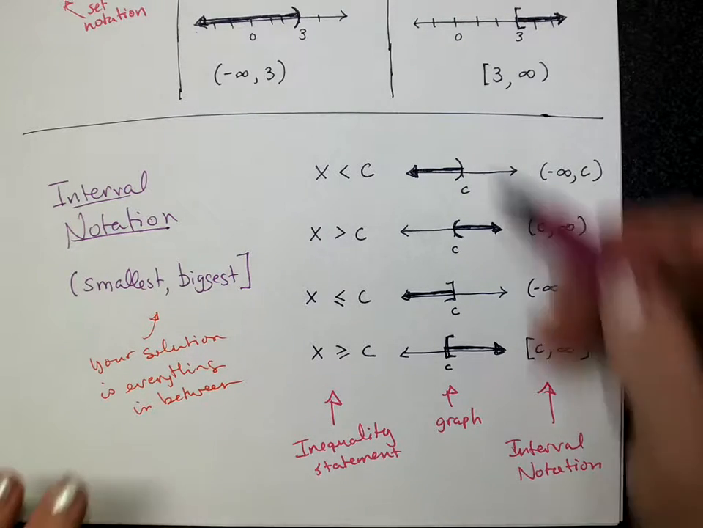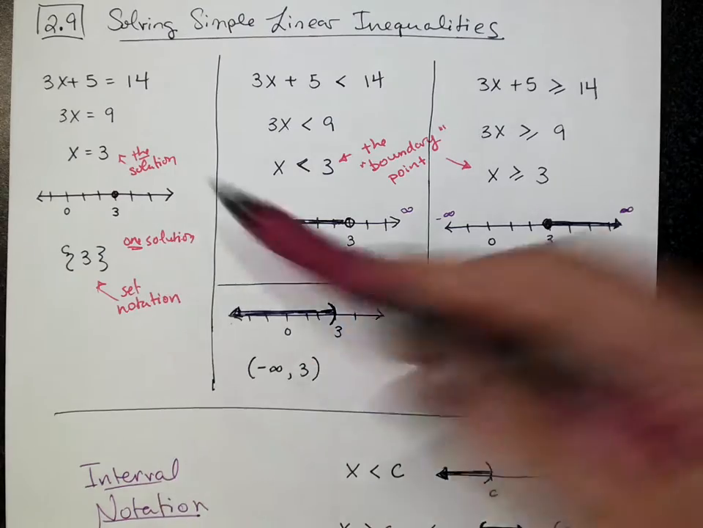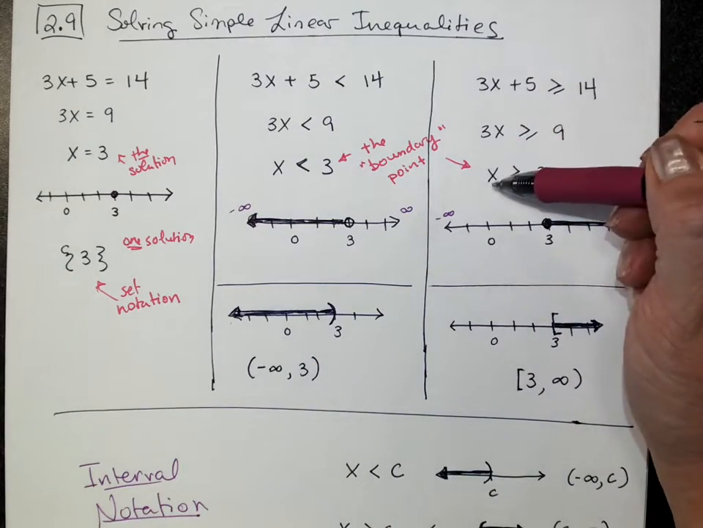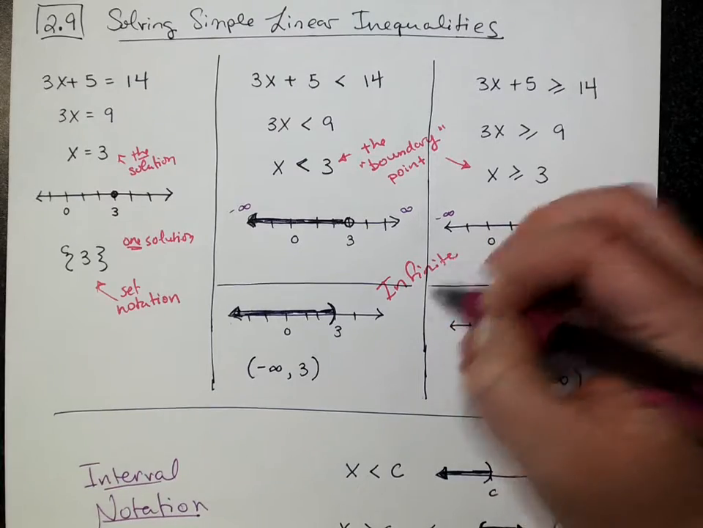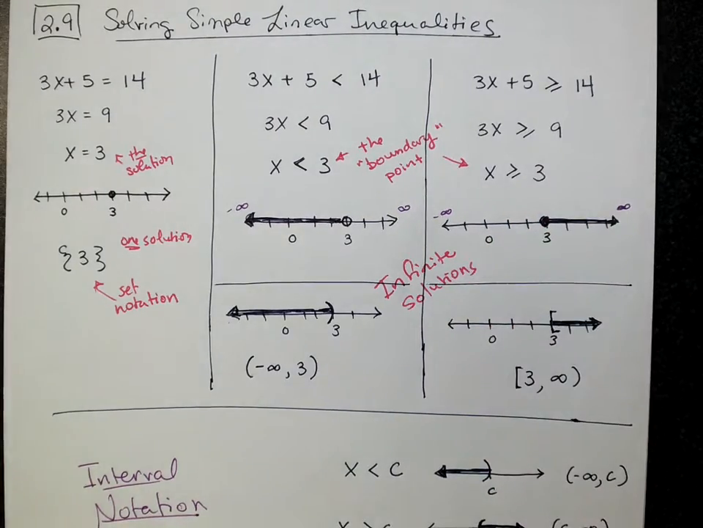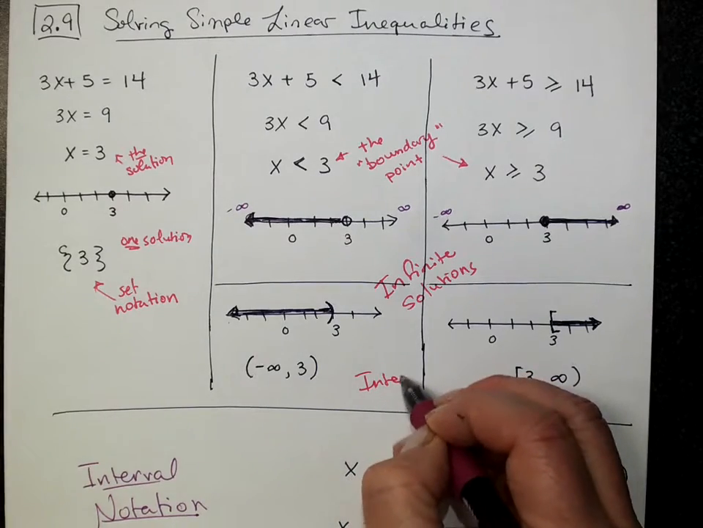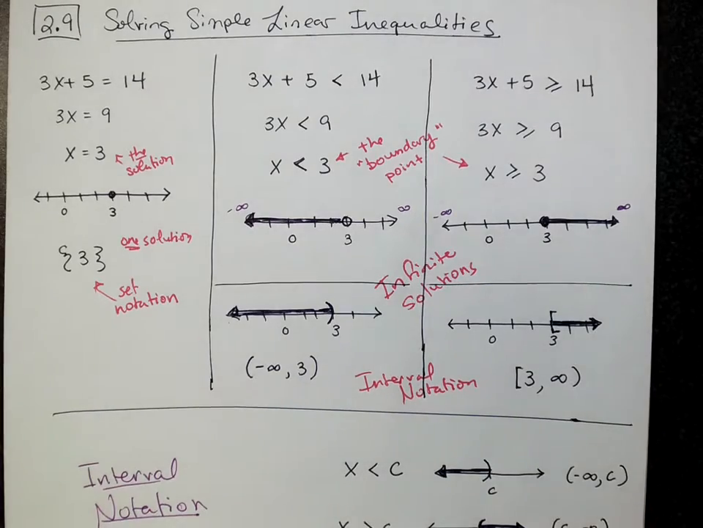Let me just slide up here, just to be consistent. So that was the solution. You have one solution in set notation. Here, this is not the solution, it's the boundary point, and you have infinite solutions. Therefore, you must use interval notation because you can't possibly list infinite solutions.